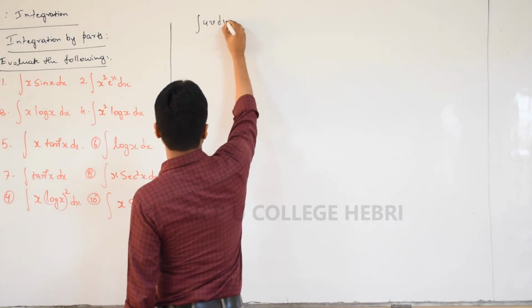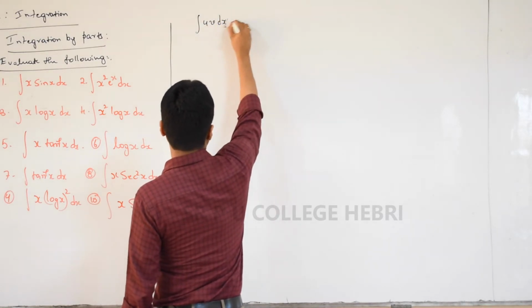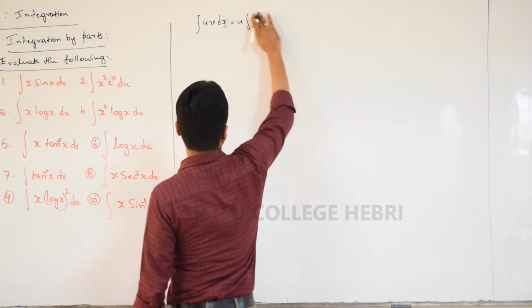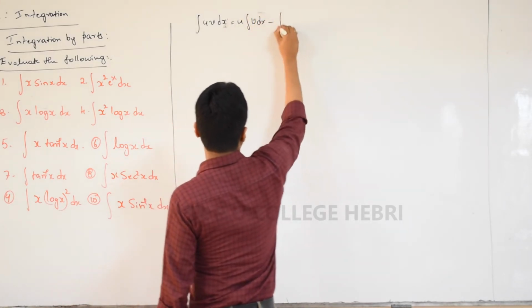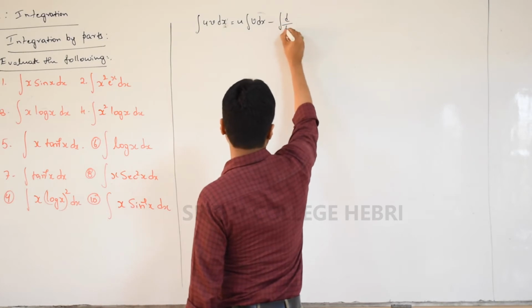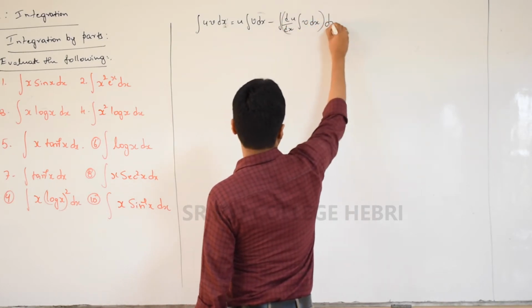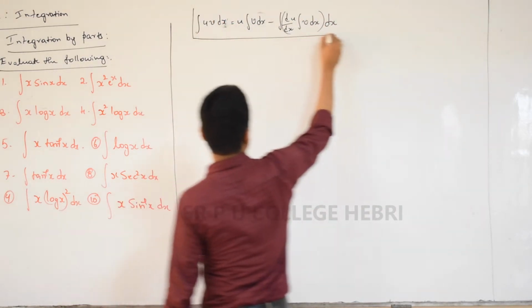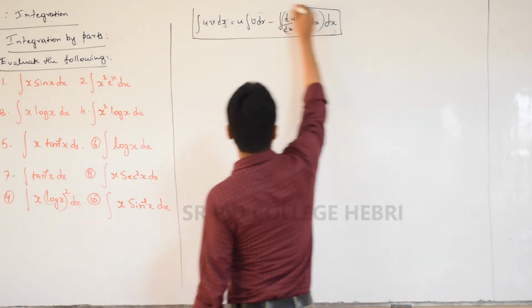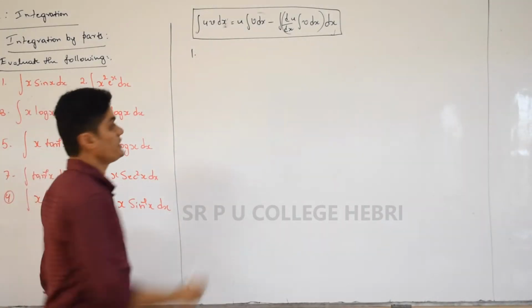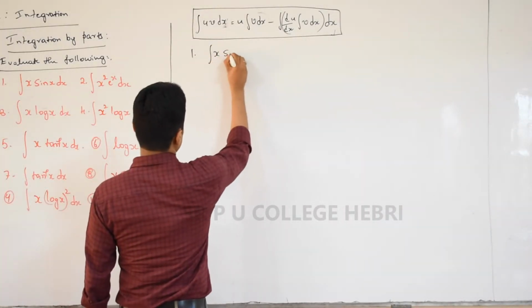Integration of u into v dx is equal to u into integration of v minus integration of differentiation of u into integration of v. So this is the integration by parts. We are going to use this formula in the next 10 problems. So first question: integration of x into sin x dx.